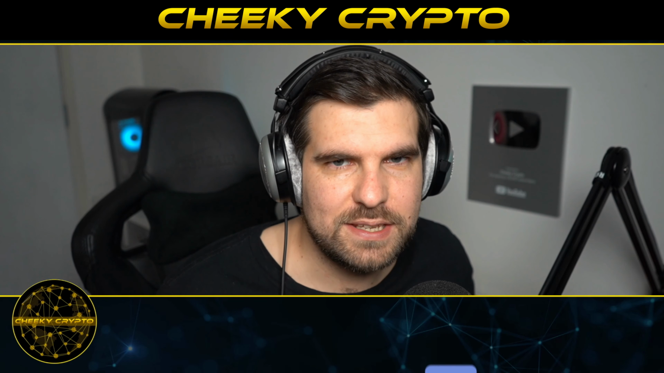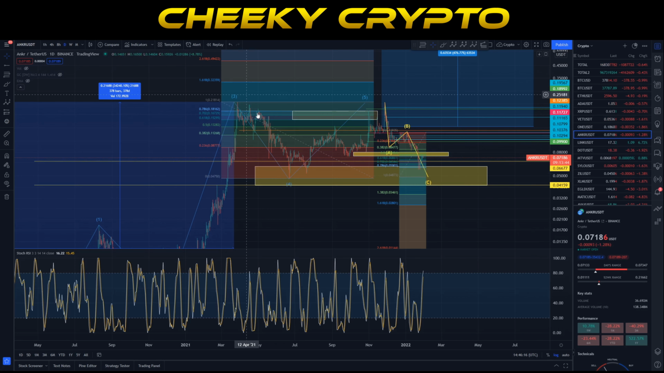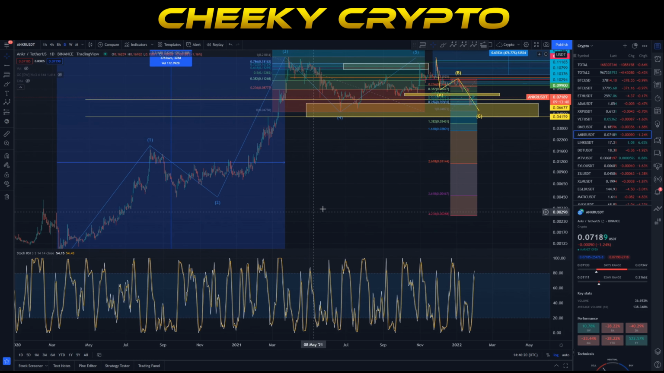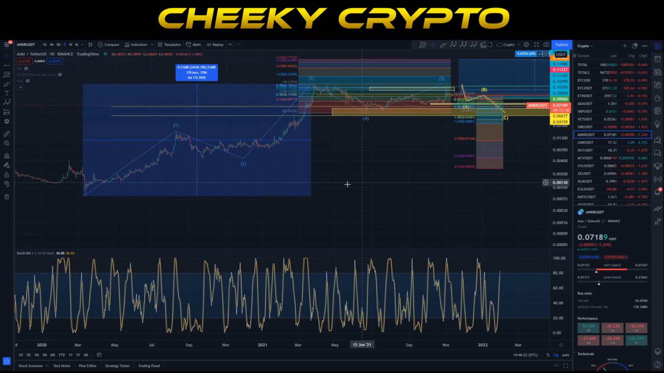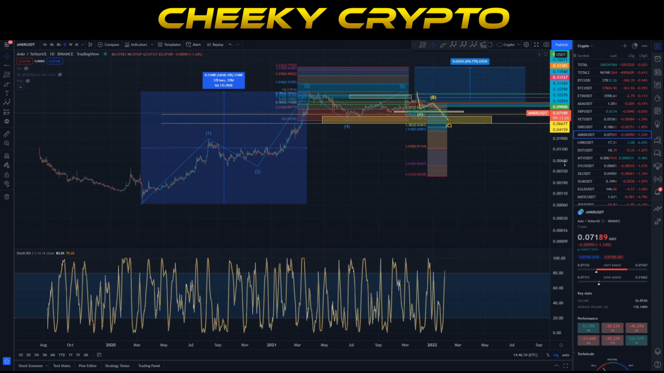So before we get into the here and now, I want to quickly touch on this. Here we have the impulsive move that we've seen with ANKR. If I zoom out, you can really see that from March 2020, we had a good run up, a wave 2 down, a wave 3 up, and then a nice pullback with a wave 4. And I'm going to propose that we haven't left wave 4 just yet.